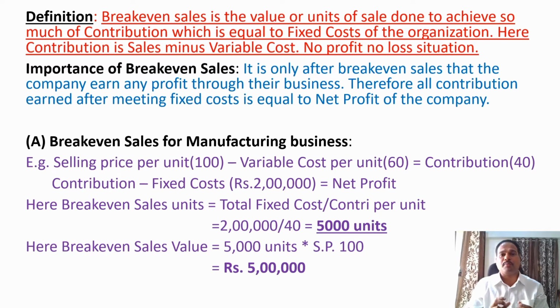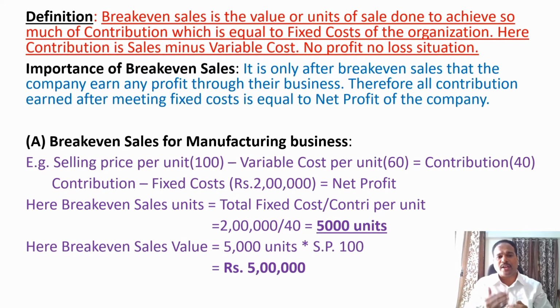We will calculate by the formula: total fixed cost divided by contribution per unit. In this case, total fixed cost is 2 lakhs divided by the contribution per unit 40. So you get 5,000 units. So 5,000 units you need to sell to reach the situation where there is no profit or no loss. Anything after that, whatever you sell, say you sell 7,000 units, the contribution on 2,000 units will be your net profit of the company.